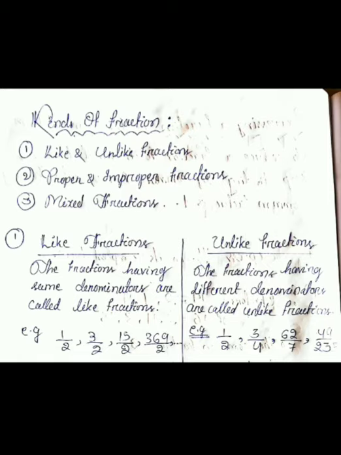The fractions having the same denominators are called like fractions, and the fractions having different denominators are called unlike fractions. This is so easy. Like fractions means all the denominators should be equal, and unlike fractions means the denominators will be different. Okay, so students, here the above one is our numerator and the down one is our denominator.